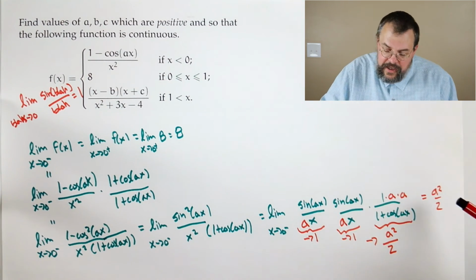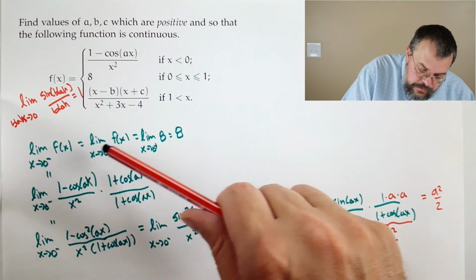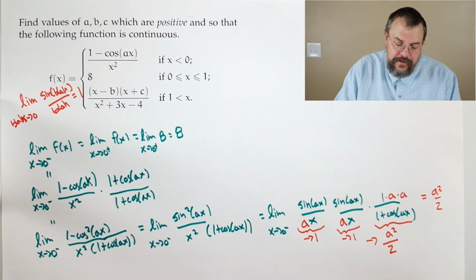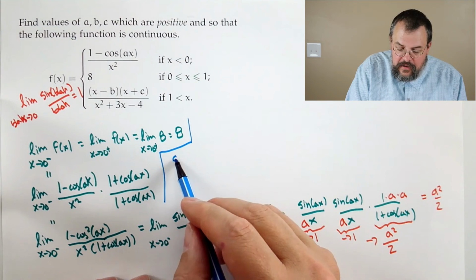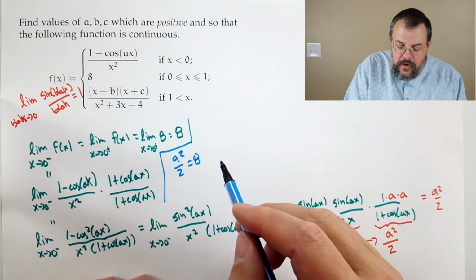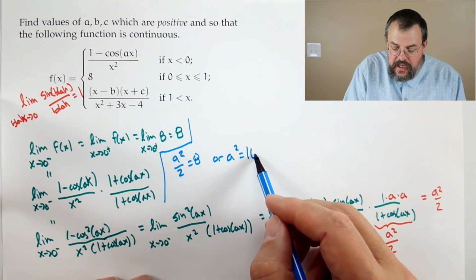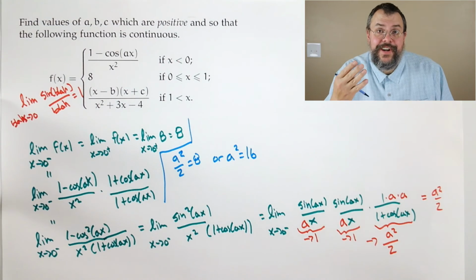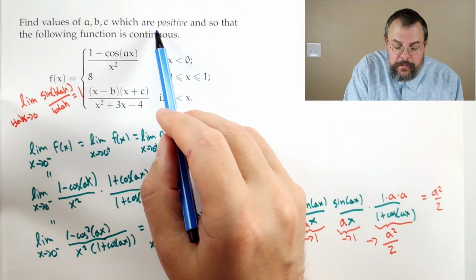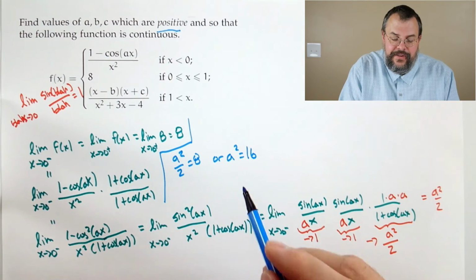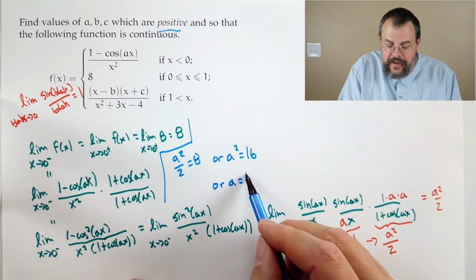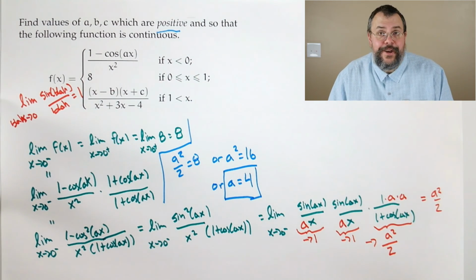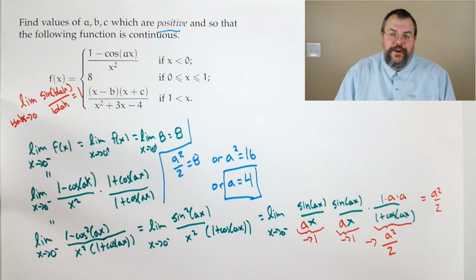Now, run it back. A squared over 2 equals, boom, 8. All right, so updating here, a squared over 2 equals 8, or a squared equals 16. So we need something that when we square it gives 16. There's two candidates, 4 and negative 4. But remember, the problem said they need to be positive values. So that tells us a has to be 4. It's the only choice which will make it continuous. Nothing else would work. Well, that was a good problem.